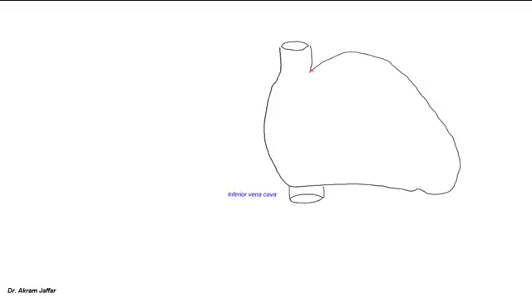This is the outline of the right atrium, atrioventricular groove, and on the left side is the left auricle. Arising from the right ventricle is the pulmonary trunk, and arising from the left ventricle is the ascending aorta. This is the aortic orifice here, and it is guarded by the aortic valve.